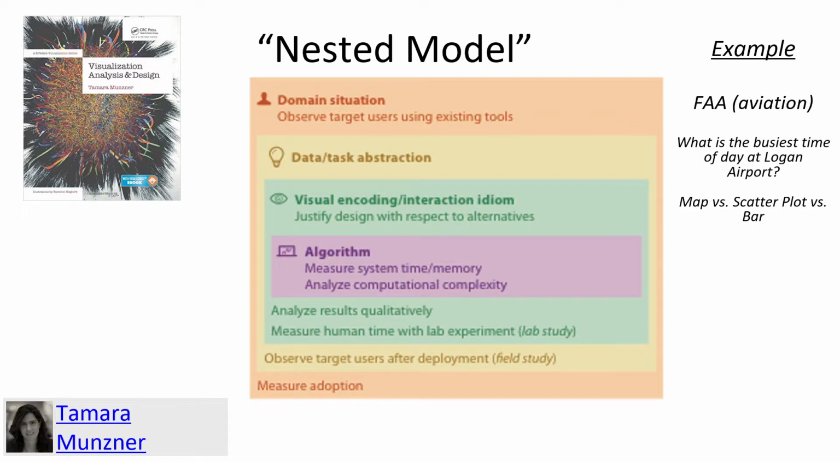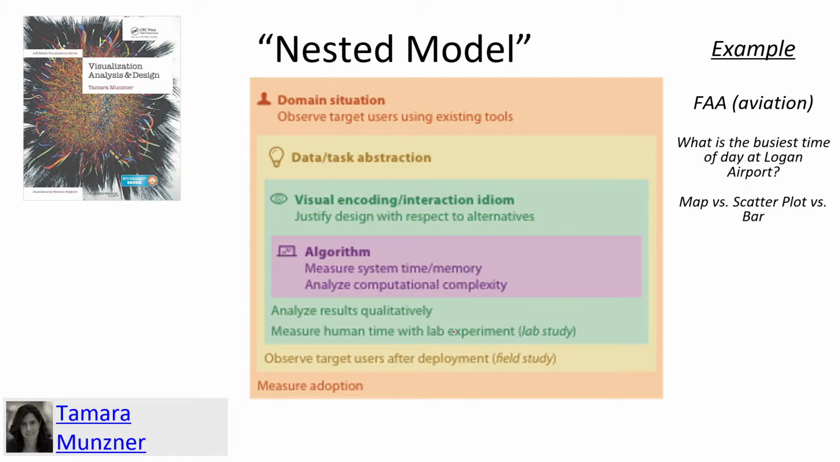When do things get out of hand? Then you figure out what visual encoding interaction idioms you are using. What ways are you presenting data to people? Then you might worry about your algorithms, like what's your complexity, what's your memory usage, is it scalable, how does it scale with the number of data points that you have, that sort of thing. Then you analyze when people use these systems, you analyze the results qualitatively, like watch people use it.